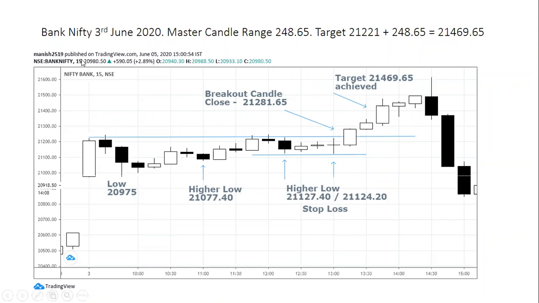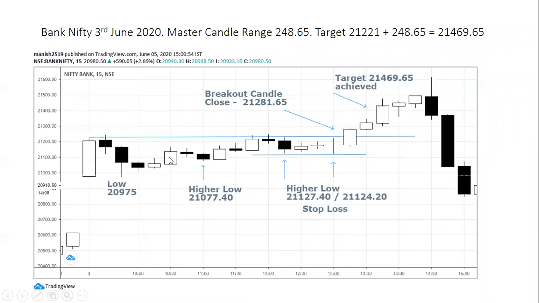Now this is the same Bank Nifty graph, which we just discussed. In this slide, I will discuss how we can decide stop loss. For stop loss, you need to read price action very carefully. So here is the first candle. You can check master candle. After that, you can see price came down. Look at the low of this candle, 20,975.